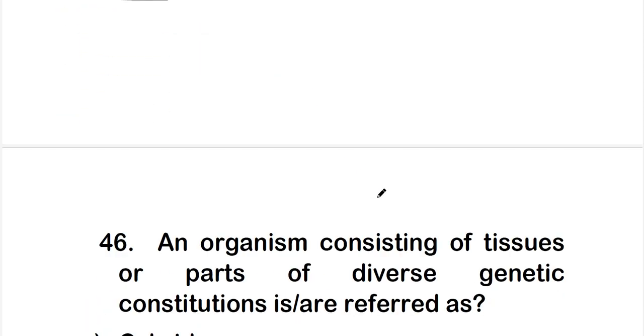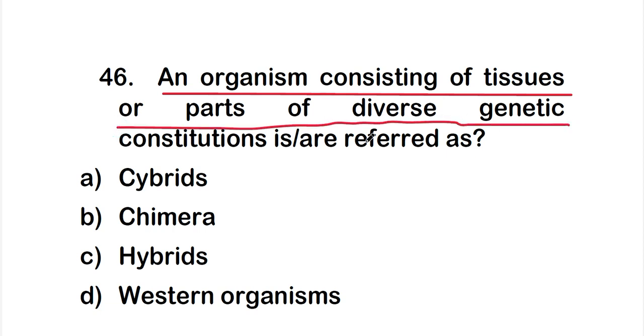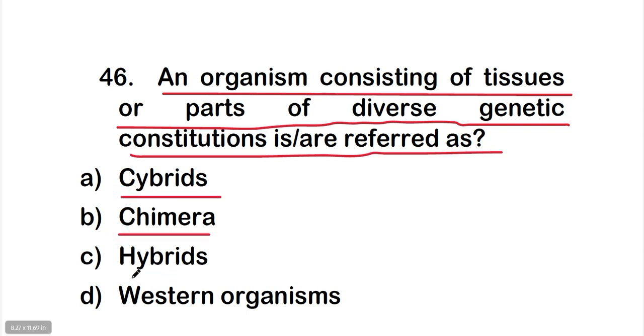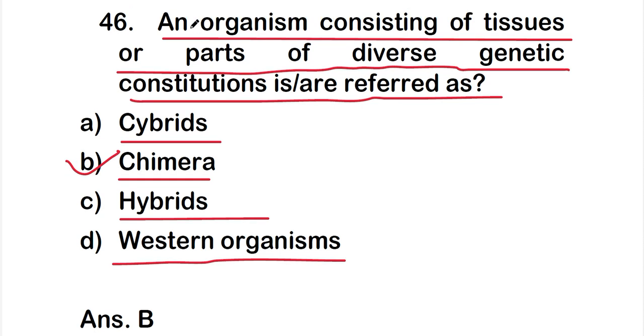So next question, what is it? Next question is question number 46. So an organism consisting of tissues or parts of diverse genetic constitutions is or are referred as, option A, hybrids, option B, chimera, option C, hybrids, or option D, western organisms. So the right answer is option B, that is chimera. So chimera is the right answer. An organism consisting of tissues or parts of diverse genetic constitutions is referred as chimera.